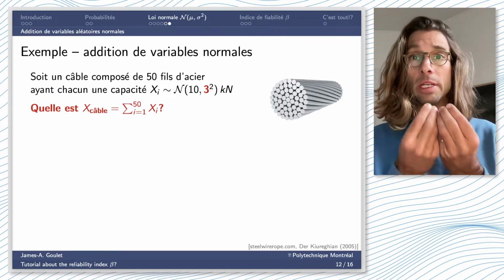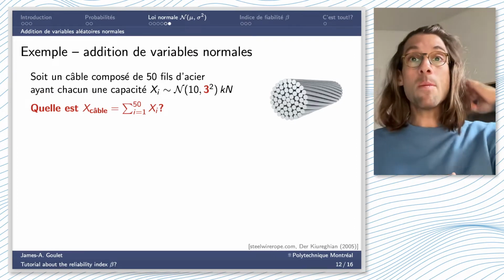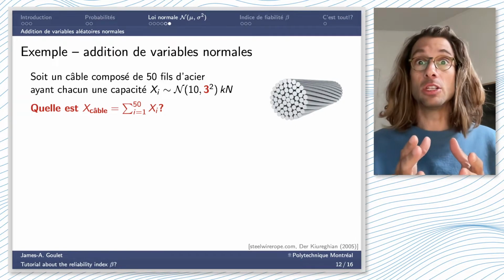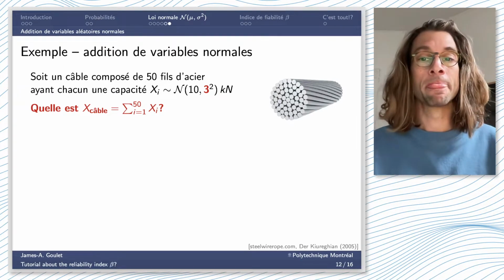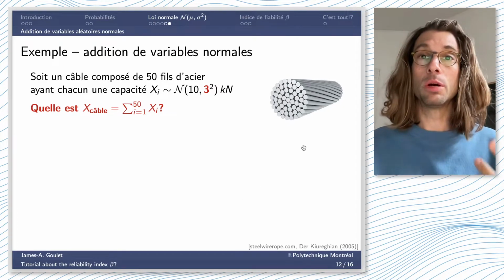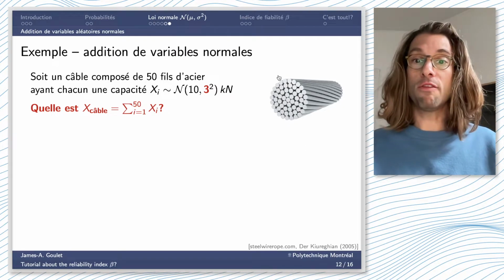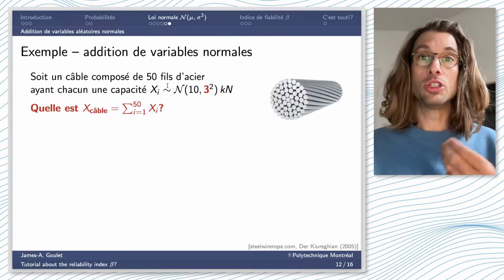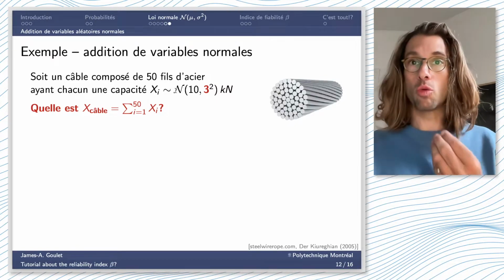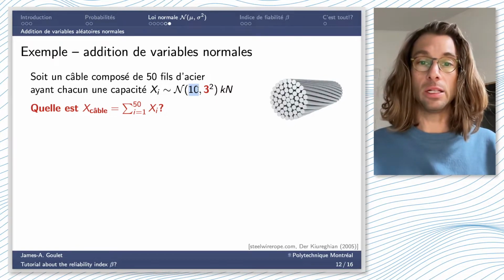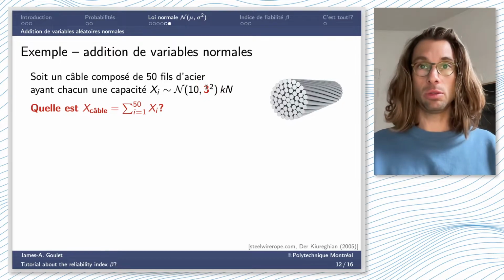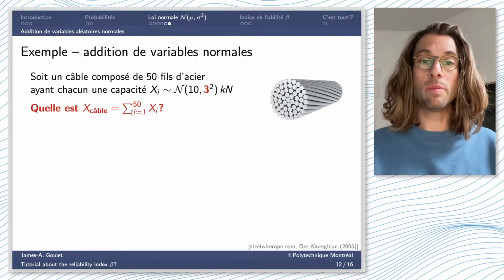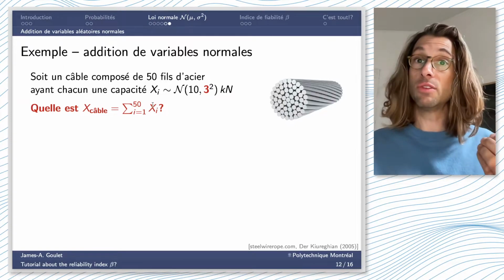Let's put that into application to see the impact of our correlation coefficient. Does it matter? It does. We're going to see it through this example. Let's imagine we want to compute the strength of a cable made of 50 individual wires, where the strength of each wire is modeled by a normal variable with a mean of 10 kilonewton and a standard deviation of 3 kilonewton. We assume that the strength of the cable is represented by the sum of the strengths of the individual wires.